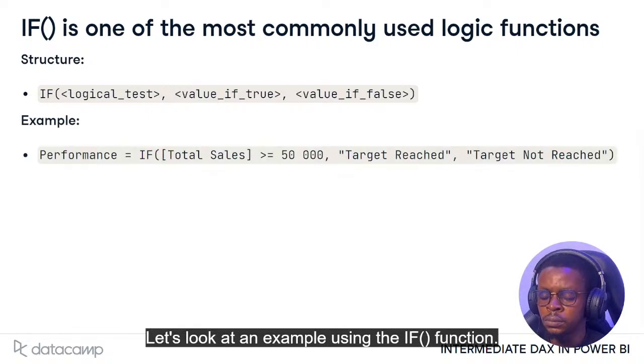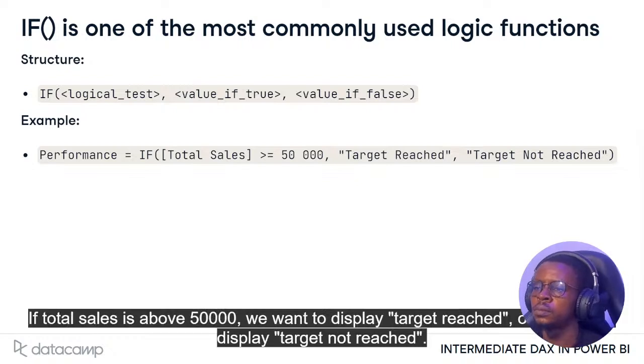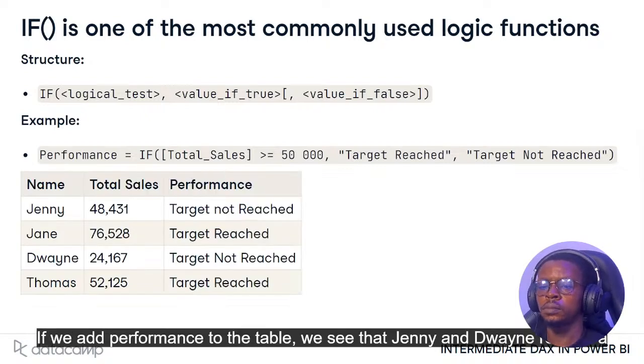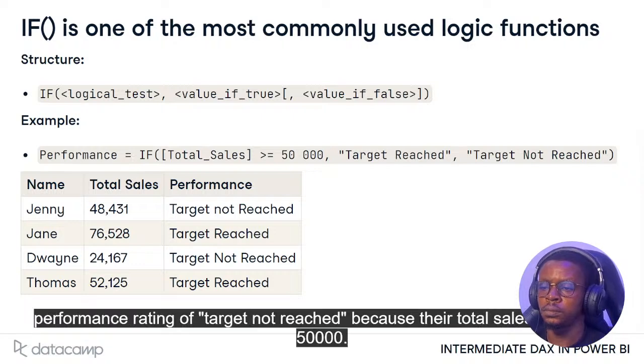Let's look at an example using the IF function. If total sales is above 50,000, we want to display "target reached", otherwise we display "target not reached". If we add performance to the table, we see that Jenny and Wayne receive a performance rating of "target not reached" because their total sales are below 50,000.